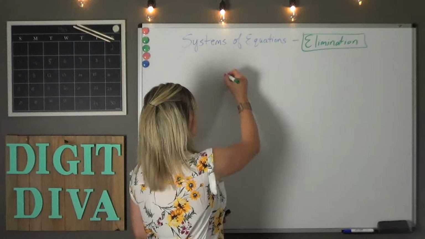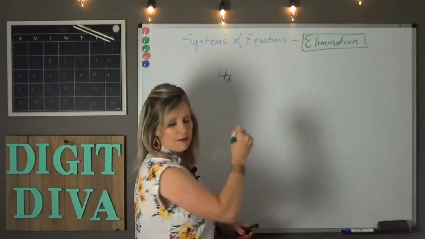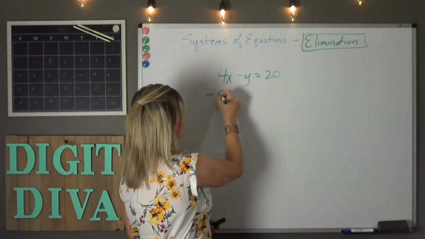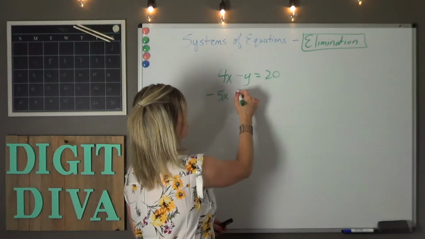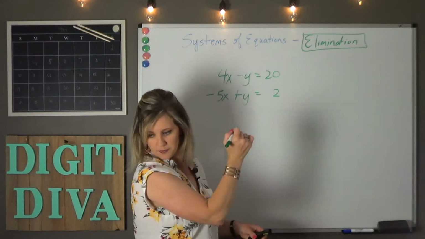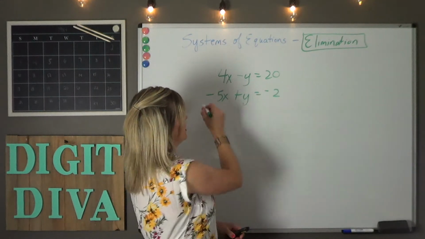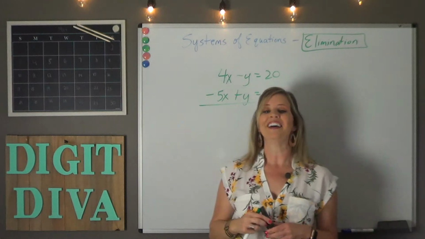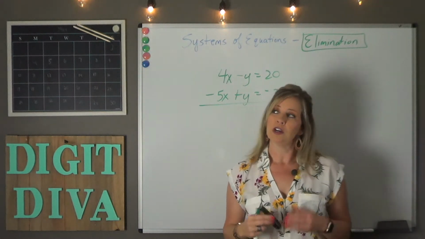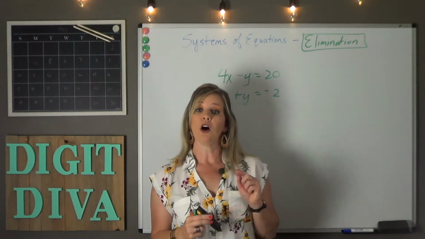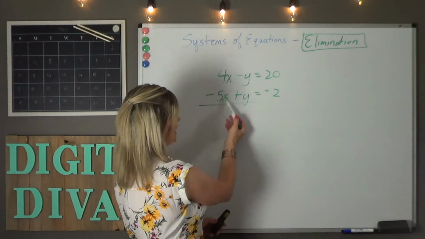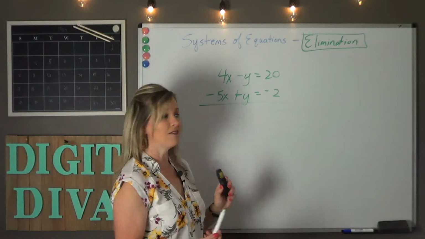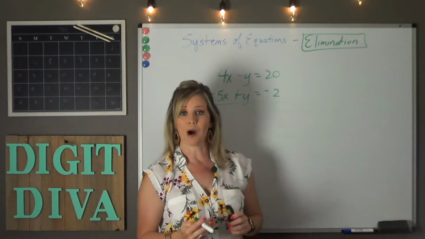Okay? So we've got 4x minus y is equal to 20. And we also have negative 5x plus y is equal to negative 2. Okay. So we have those two equations. I'm sorry, these equations together make up our system of equations. So let's look and see which ones have a 1 for their coefficient. Would it be my x's or my y's? Well, x has 4 and it also has a negative 5. So we're going to choose to eliminate our y's.